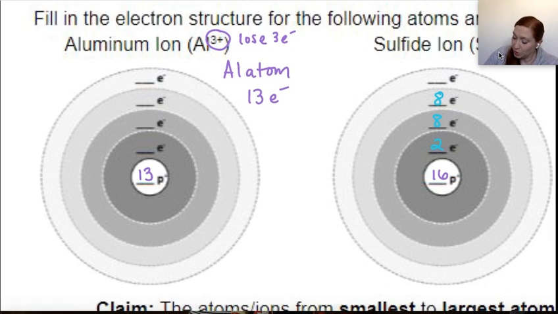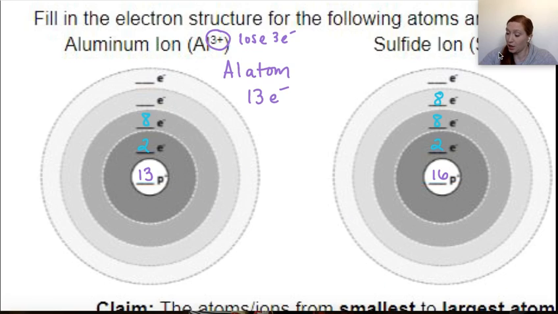Okay, so 2 electrons in the first energy level, 8 electrons in the second, 3 electrons in the third energy level. That is for the atom. Those are the 3 electrons that we are going to remove. So I'm going to go ahead and just erase those. So we're going to wind up with 2 electrons in the first, 8 electrons in the second.